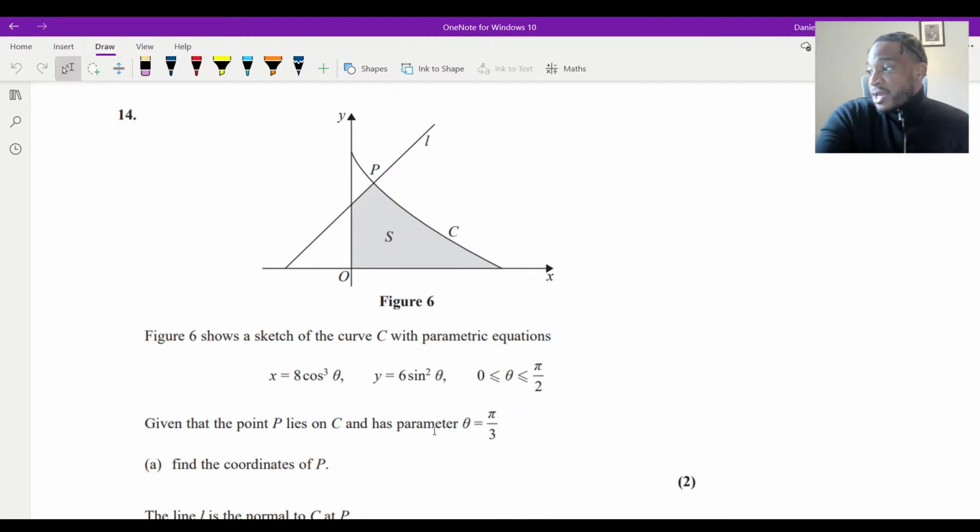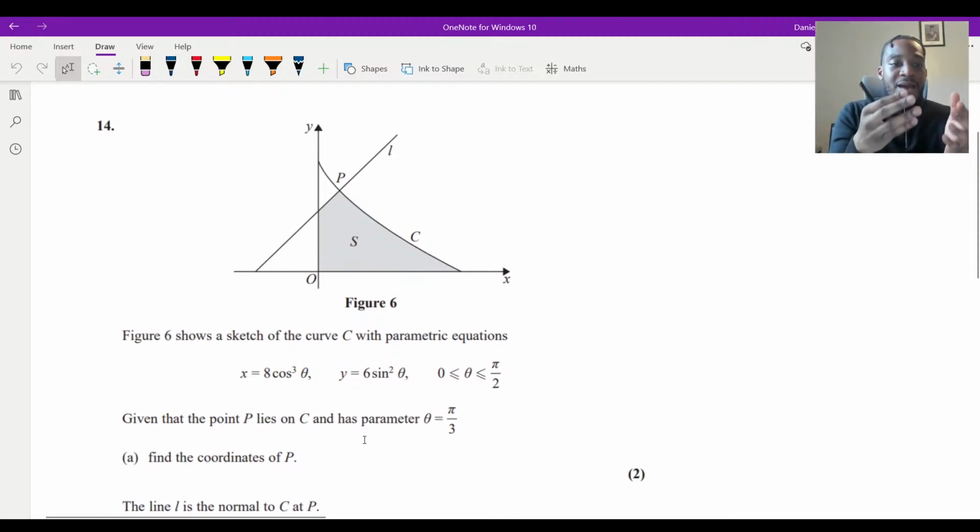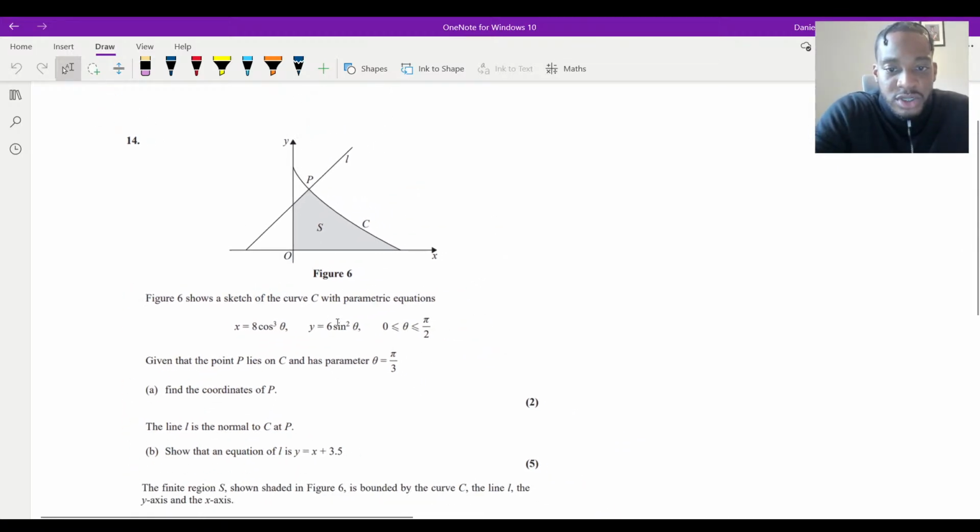Now, how do we find the coordinates of P? Well, this is easy. We know that at P, theta is pi over 3, so we're just going to plug that in. That's an easy 2 marks. So I'm going to do this here.